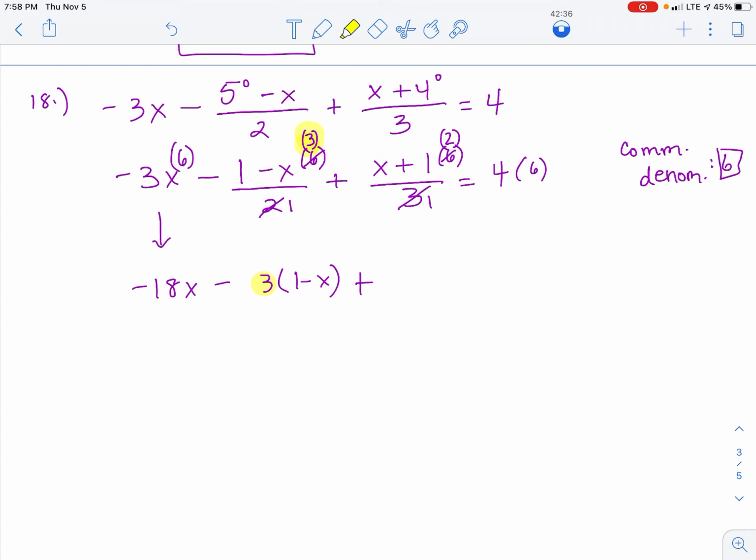Plus, and I have this 2 over here. Let me highlight that one in pink. 2. And I'm going to put that 2 right down here. So we have 2 times the quantity of x plus 1.